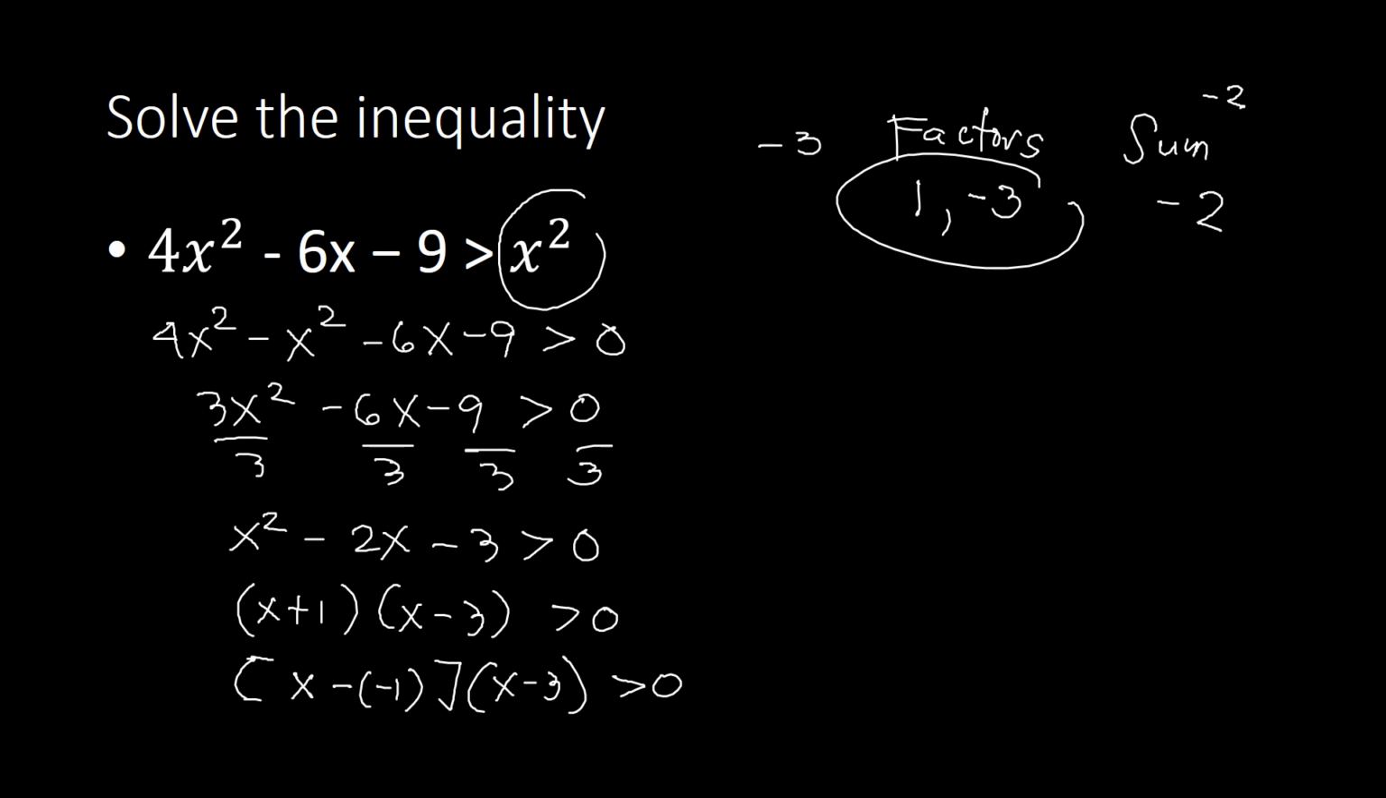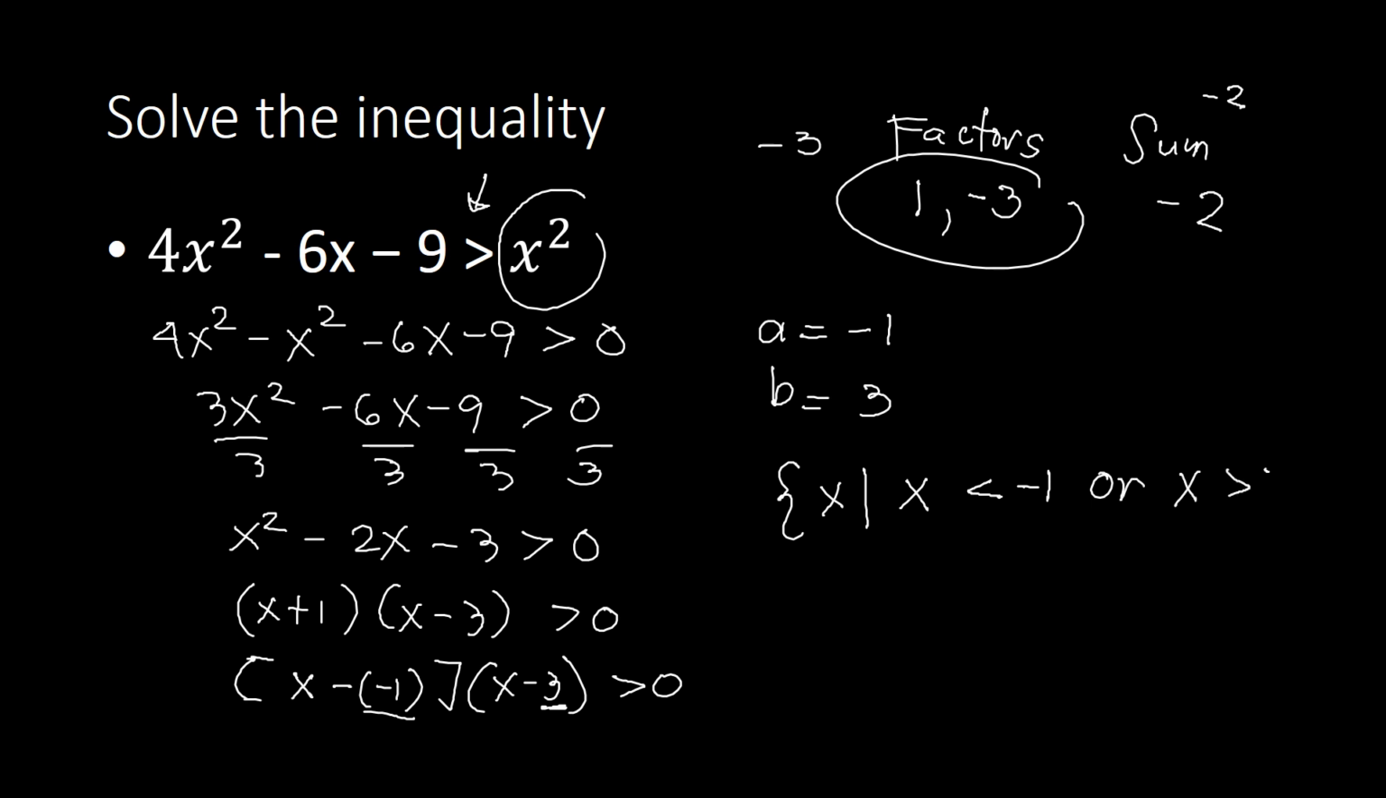Next is, we will be comparing this number here. This is negative 1 and this is positive 3. Negative 1 is smaller than positive 3, so A will get the negative 1. Our B will be positive 3. So, writing the solution set, since this is greater than, that means to say we don't have the same inequality symbol. So, your set of x such that your x here will be less than your A, which is negative 1, or x is greater than your 3. So, there you go with the solution set.